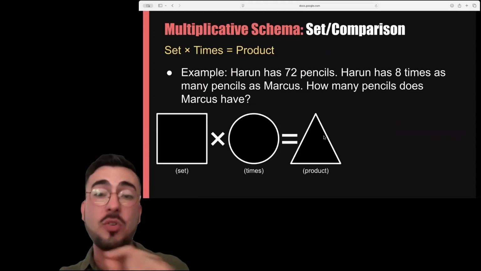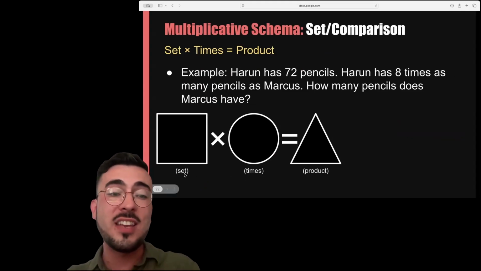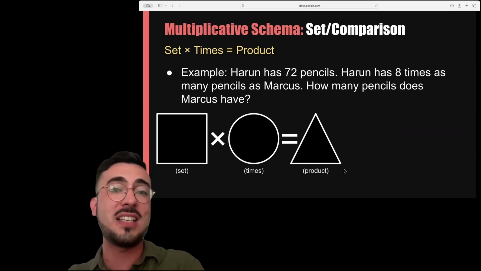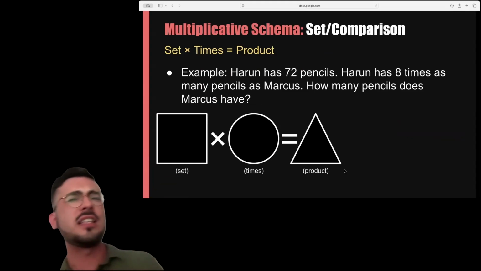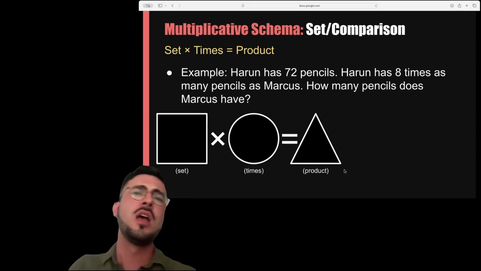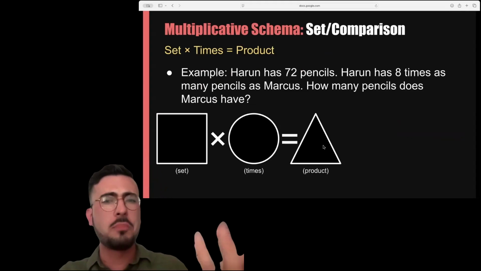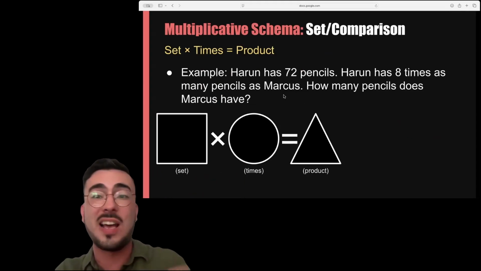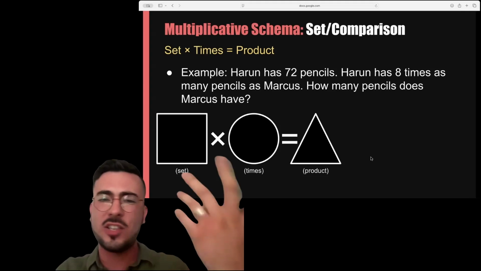Students draw the same graphic organizer as equal groups. They just have different labels for it. So that's all you've got to teach them when you get to this last schema. And this is the one I teach last because it's the least common, at least in 5th grade. And they figure out, okay, the product is whoever has more. Haroon has 72 pencils. Does he have more or less than Marcus? Well, he has 8 times as many, so that's more.